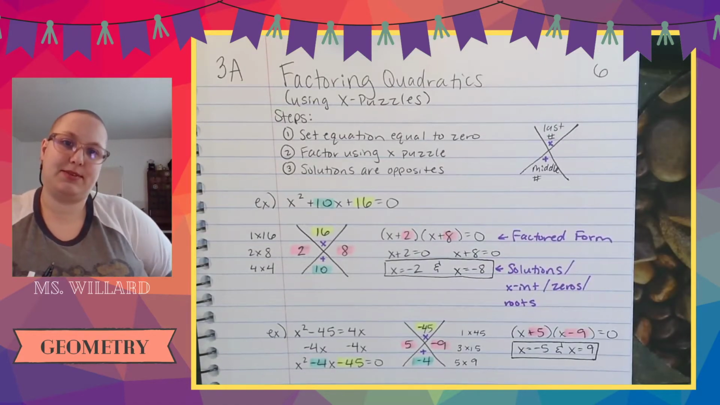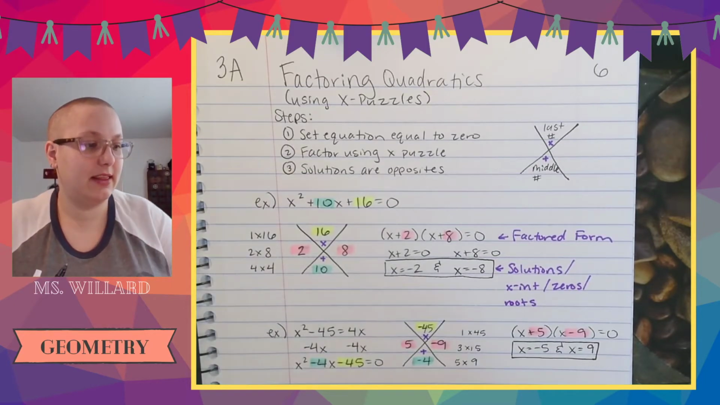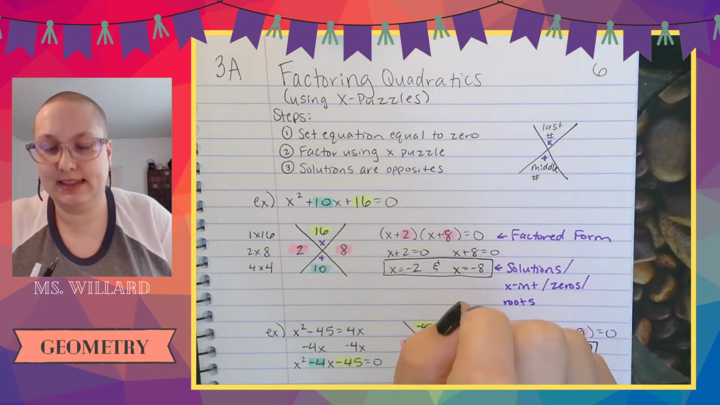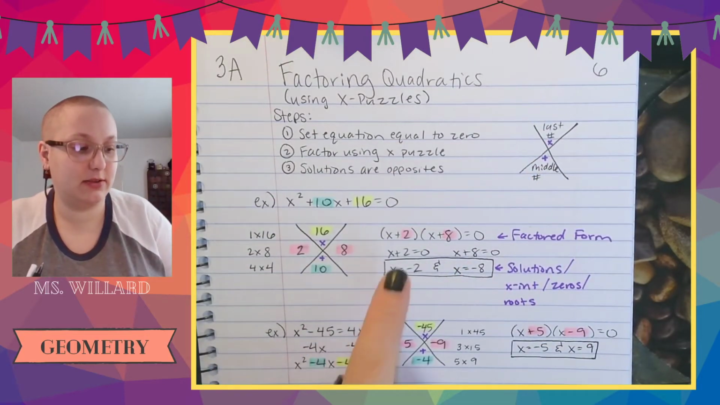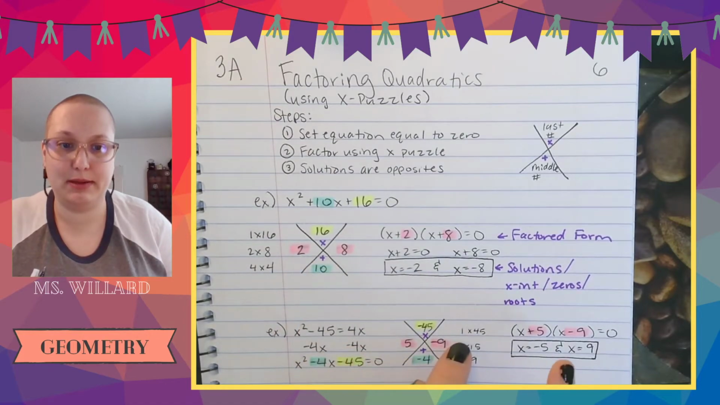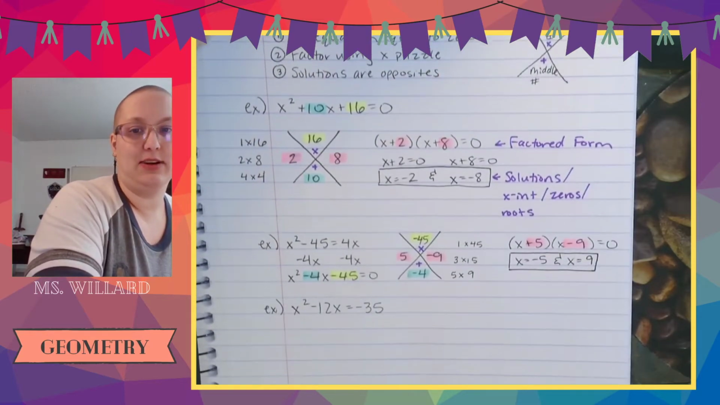Okay, so here's our steps. We set the equation equal to 0. We factor using the x puzzle. The last number goes on top. The middle number goes on bottom. We multiply and add. And the solutions are the opposites. So if it's a positive 2, it'll be a negative 2. When it was a negative 9, it'll be a positive 9. They switch. All right, let's try one more.